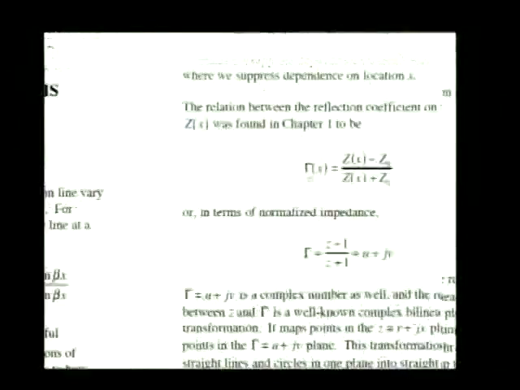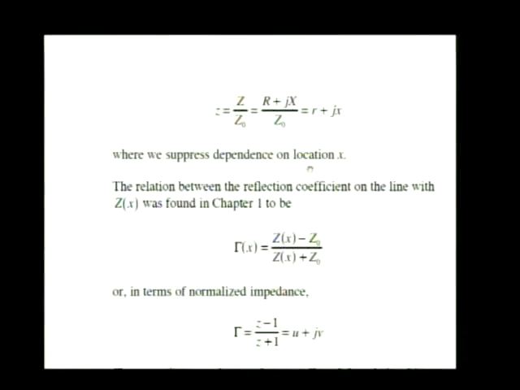It's easiest to work with normalized variables, and we do that a lot in RF. Normalized variables, be they impedance or voltage or anything else, we usually denote by small letters corresponding to the unnormalized variables with capital letters. So normalized impedance, small z, is the actual impedance, capital Z, divided by the characteristic impedance, Z0, or divided by 50 ohms.